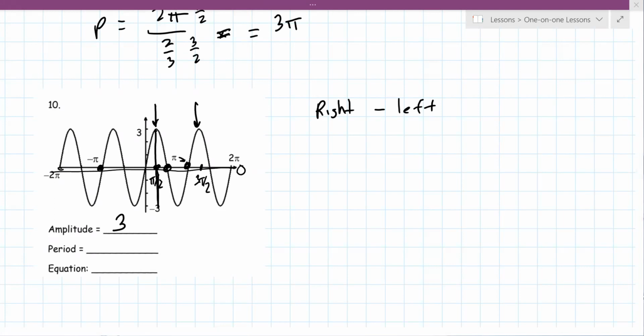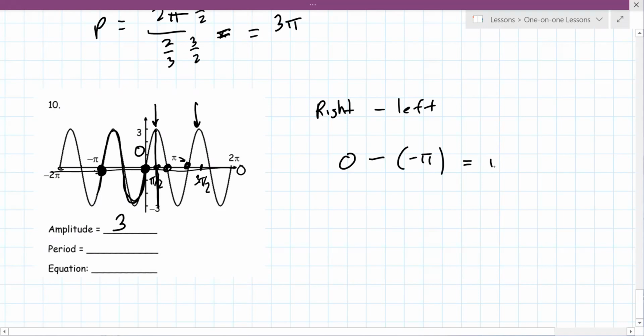Okay. So the other way to do this is let's just say this is minus pi, and it probably is. You want to get back to where you started. See how it's on the way up here, and on the way up here. So that's start to start, and that's obviously 0. So 0 minus minus pi gives you pi, and that's the period.